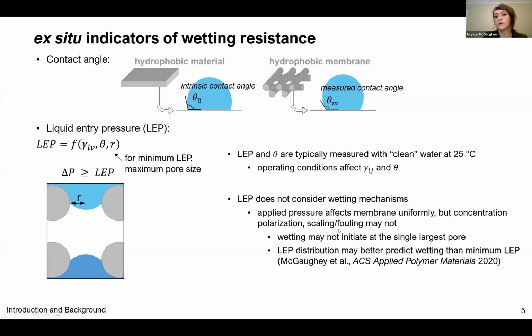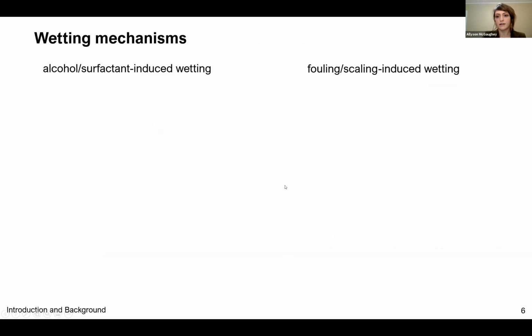In a previous study, we introduced the LEP distribution based on the pore size distribution to better predict wetting. But these ex situ metrics have limitations, and they may not accurately describe wetting that occurs in situ. The mechanisms that are most relevant to MD include alcohol and surfactant-induced wetting and fouling and scaling-induced wetting. I've grouped alcohol and surfactant together, not because they're identical, but because both are associated with surface tension effects, and fouling and scaling-induced wetting are both associated with membrane surface effects.